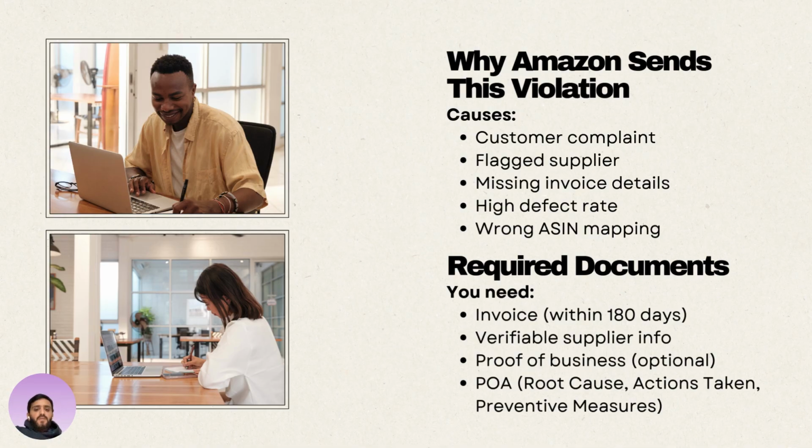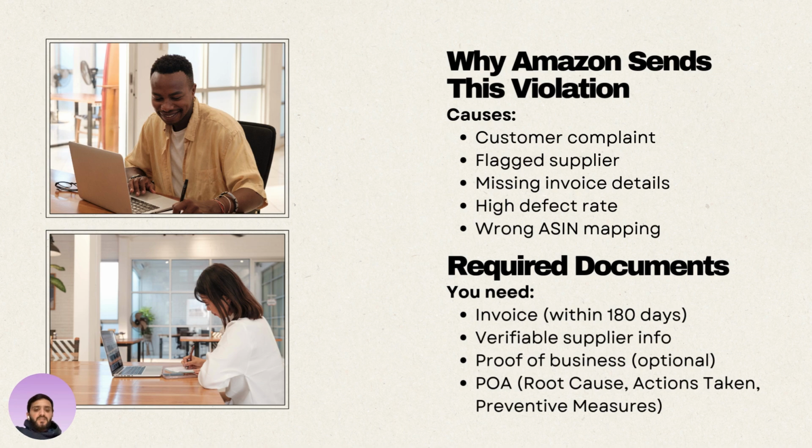So what are the required documentations which is needed? We need an invoice within 180 days. Verified supplier info, like the supplier should have a GMB profile. If the supplier is real, it should be located on Google Maps. Their facilities available and open to everyone, so people can see them. They should have a website. So these kind of things for supplier.